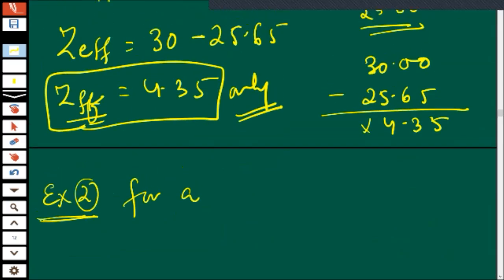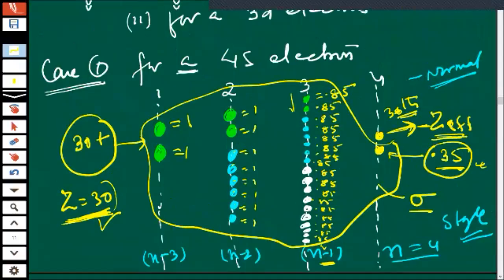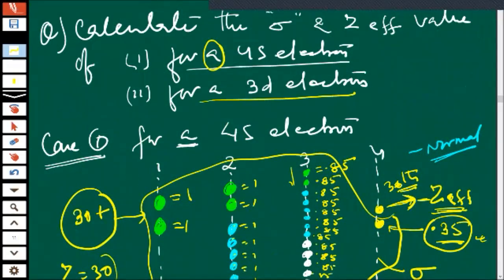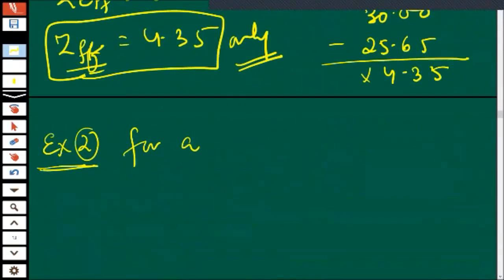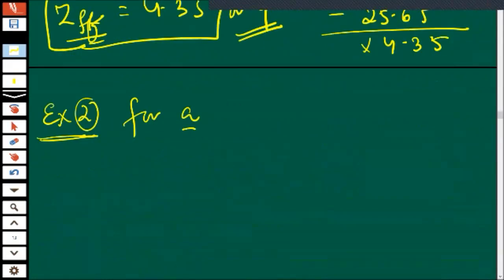Okay. See example 2. What was example 2? Example 2 was for which electron? Sir, you had given 2 questions for a 3D electron. So till now we have completed only one question. Now it is for a 3D electron. Okay, children.